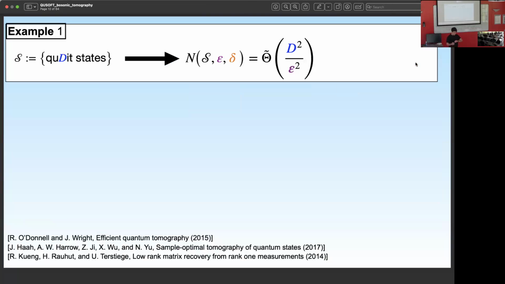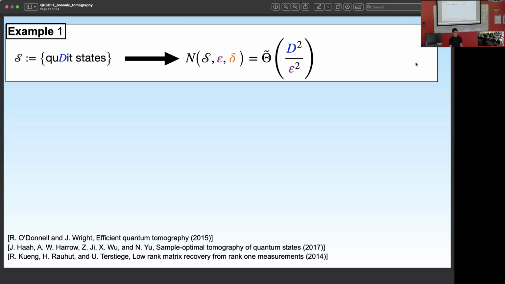So let's give some examples of results known in the finite-dimensional setting. For example, if you don't have any prior information about your state, if your unknown state is an arbitrary qudit state of dimension d, then the sample complexity is of the order of d squared over epsilon squared. I'm using the theta tilde notation. I'm not going into the detail to define it, but it is the asymptotic behavior when d is large and epsilon is small, where the delta doesn't come into the picture anymore.